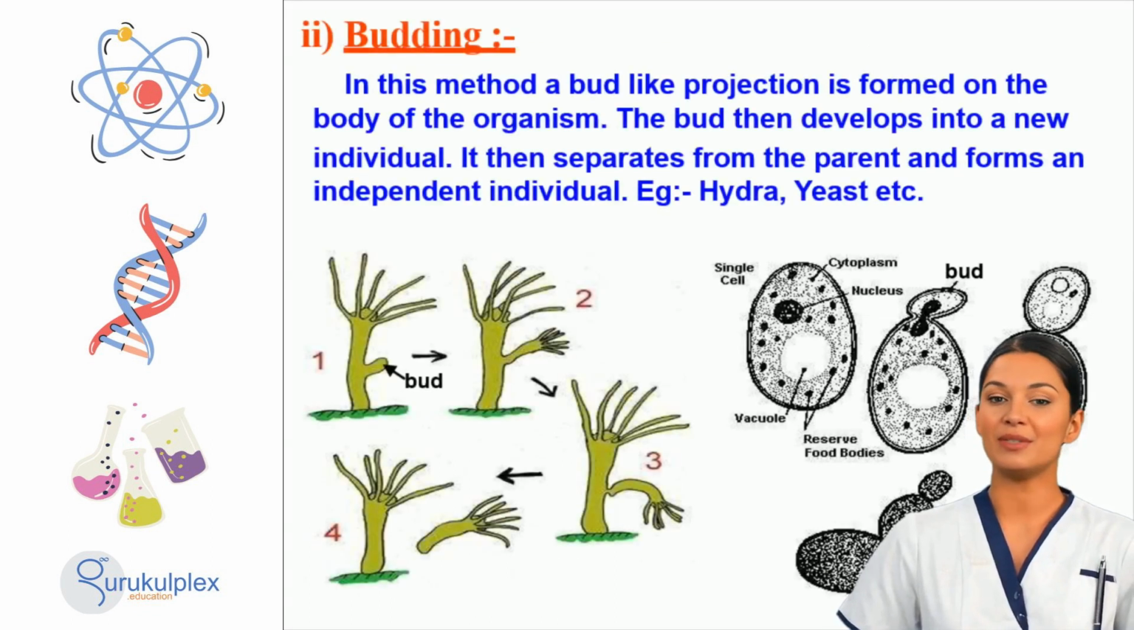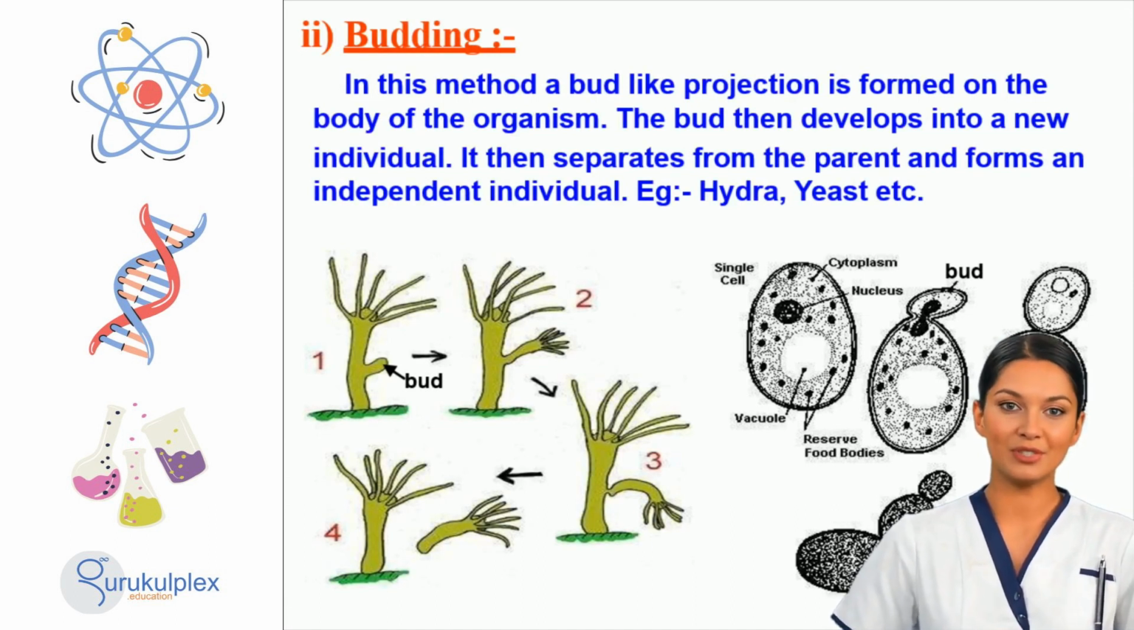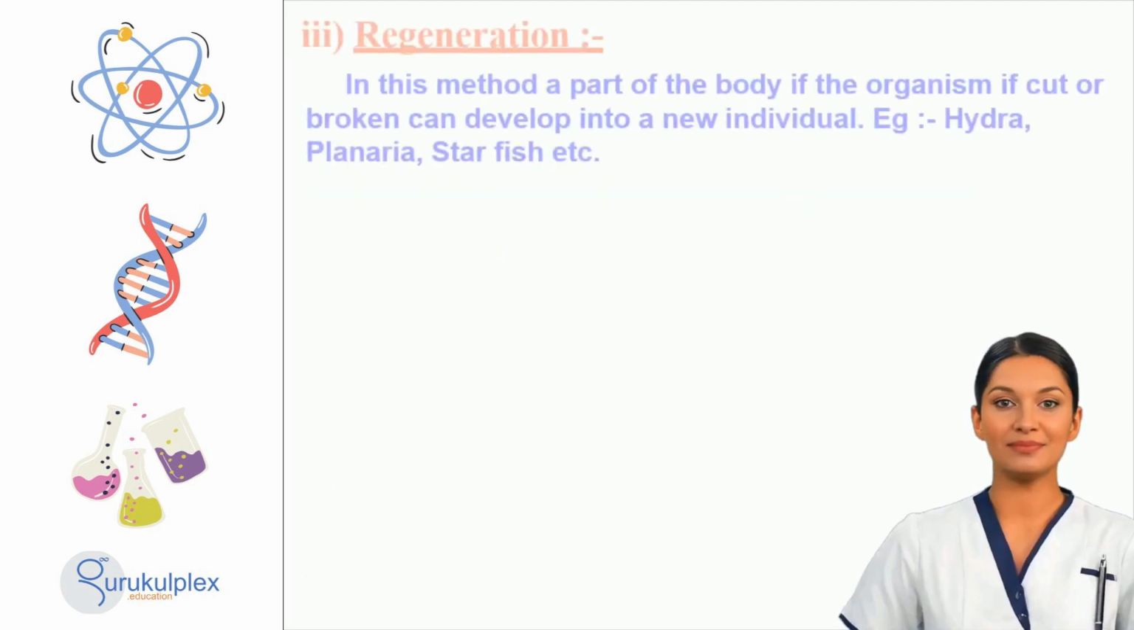Budding is a method of reproduction in which a bud-like projection is formed on the body of the organism. This bud develops into a new individual, which eventually separates from its parent and becomes an independent organism. Examples of organisms that reproduce by budding include hydras and yeasts.